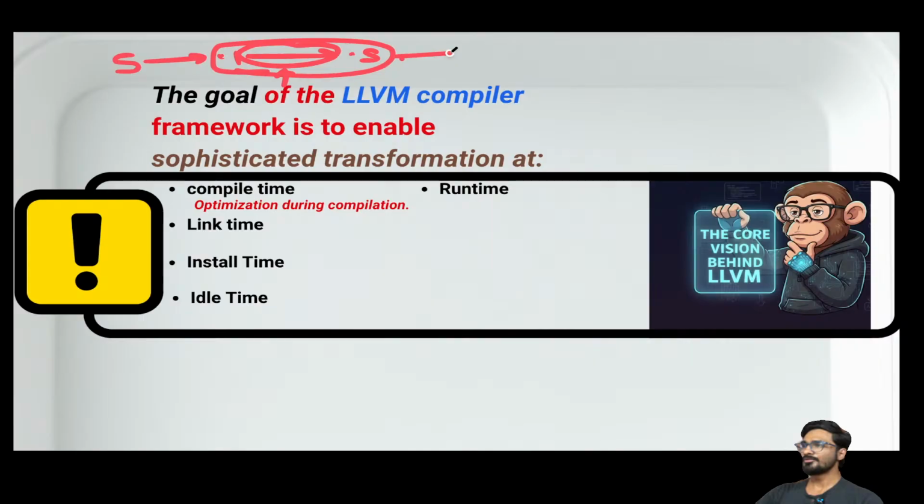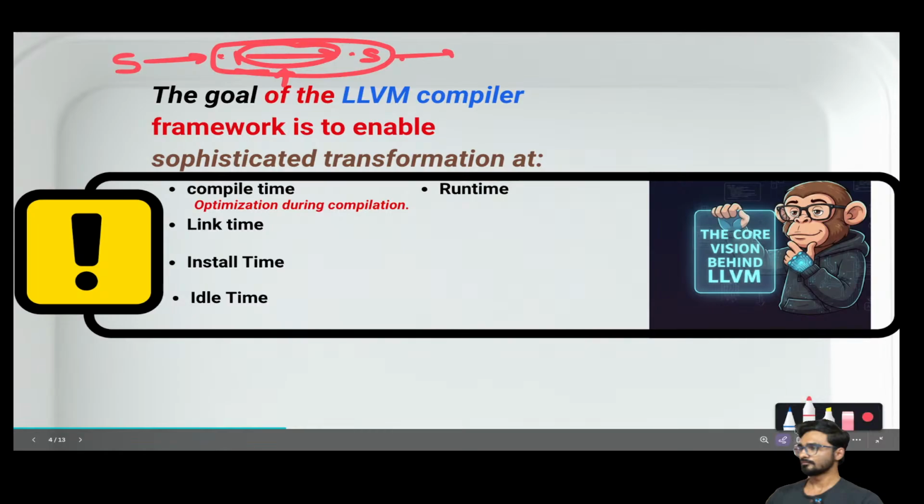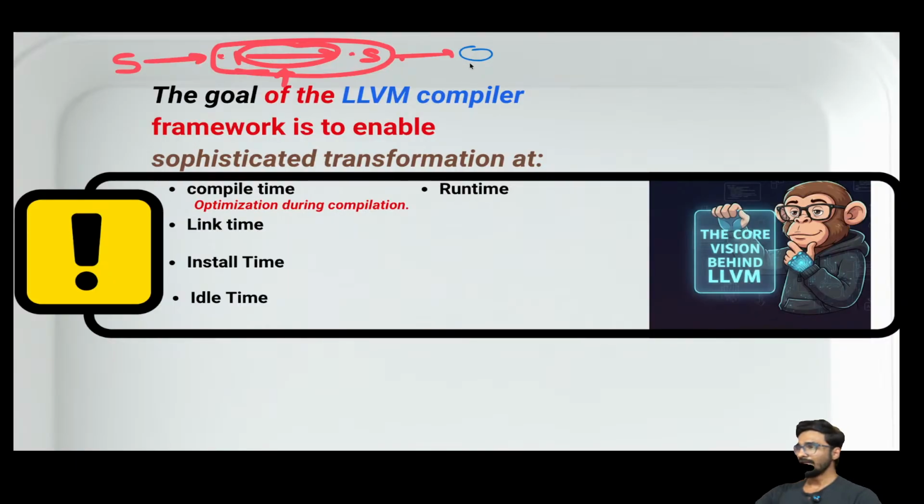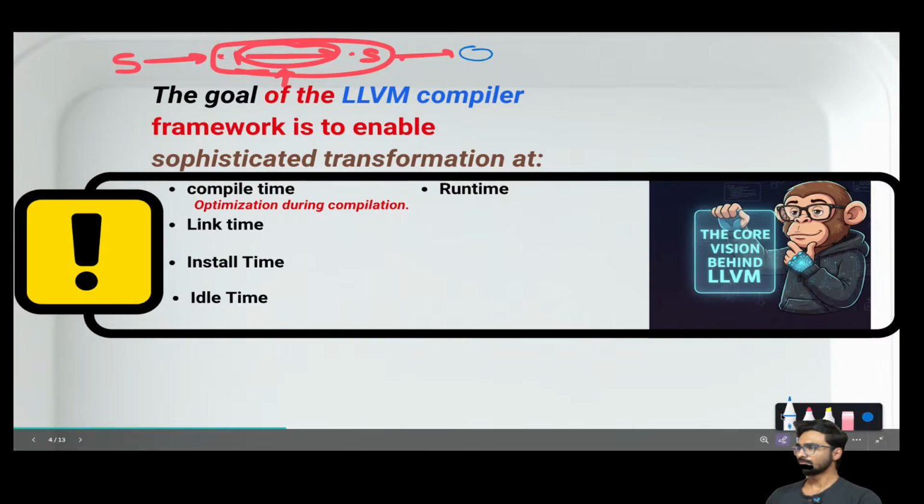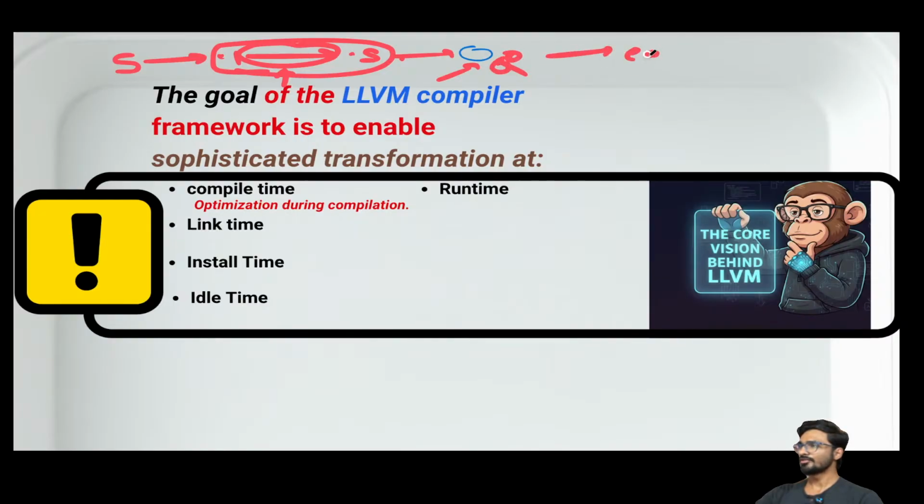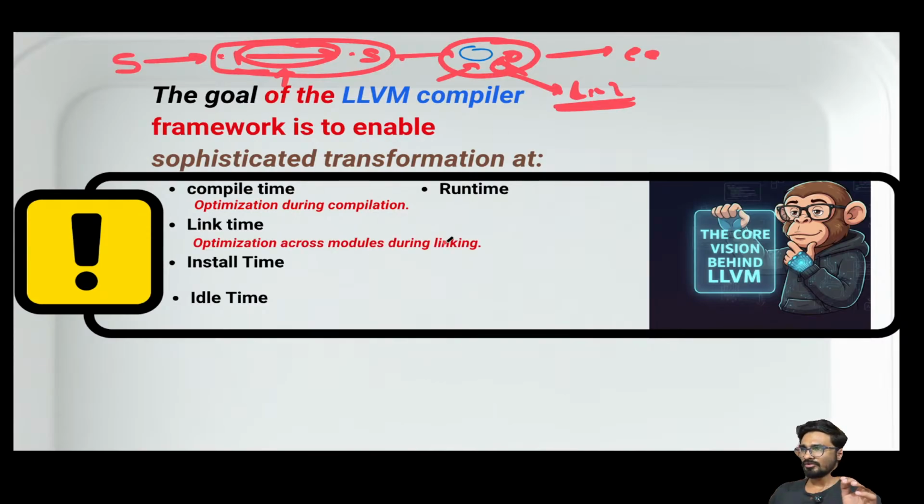From this .s file, we generate an object file, and we may have multiple object files. We need multiple object files to generate one executable. We also do optimization during this time, and it is called link time. So what is link time? Optimization across modules during linking time.